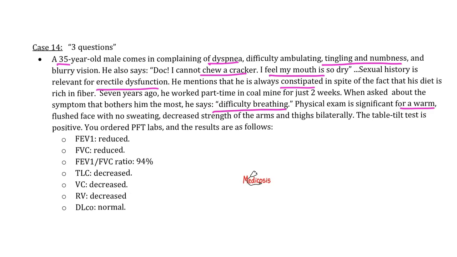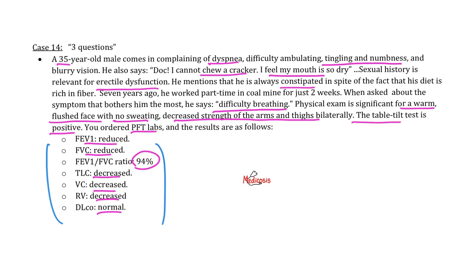Physical exam is significant for warm, flushed face with no sweating. Decreased strength of the arms and thighs bilaterally. The table tilt test is positive. You order pulmonary function test to find the following: reduced, high, reduced, normal. What is this? Please pause the video.